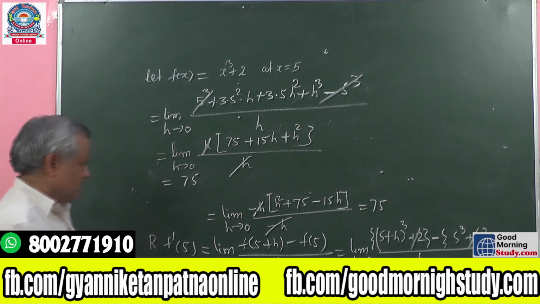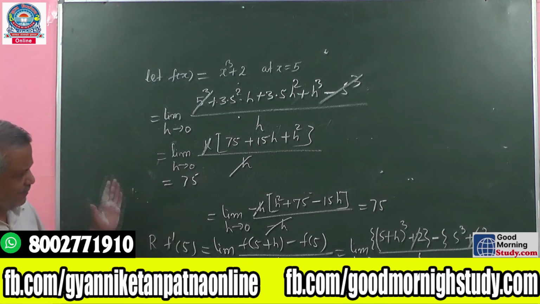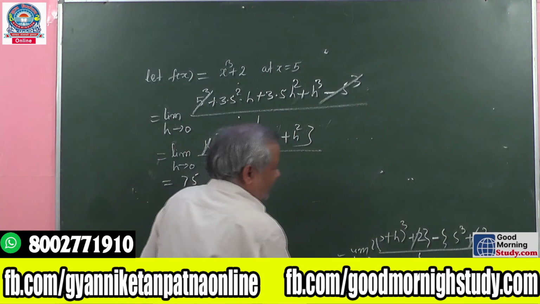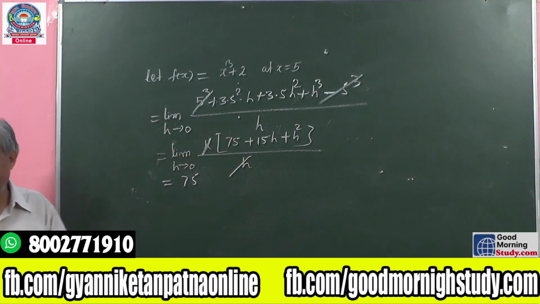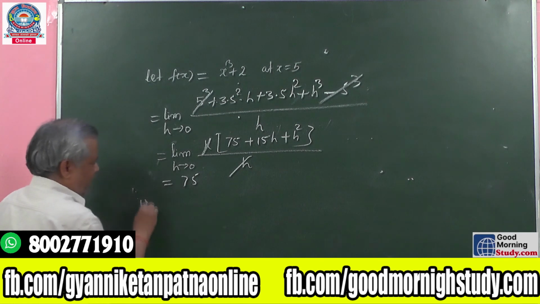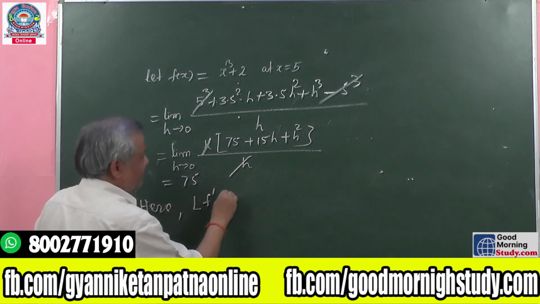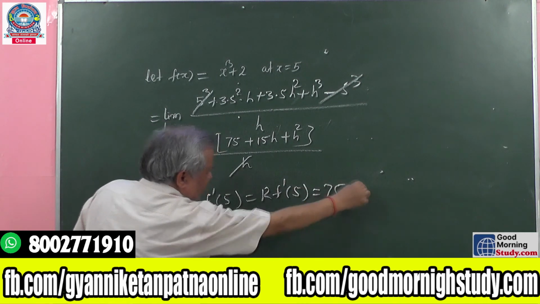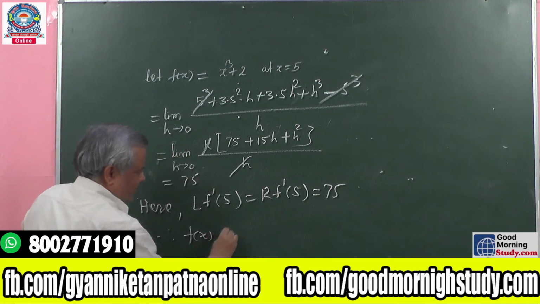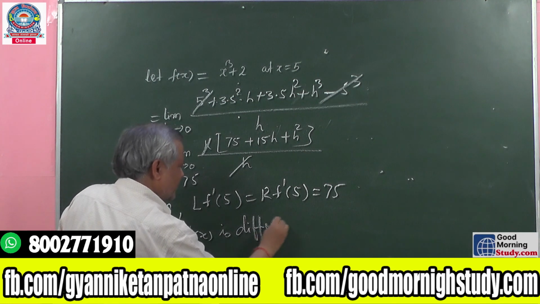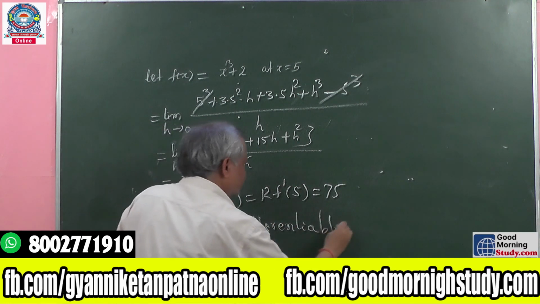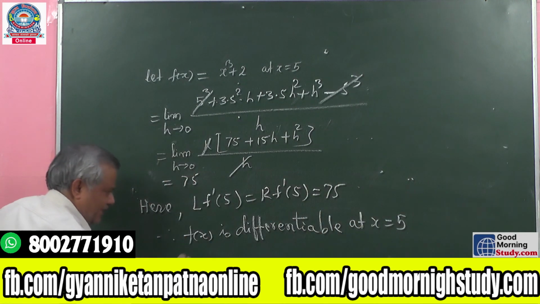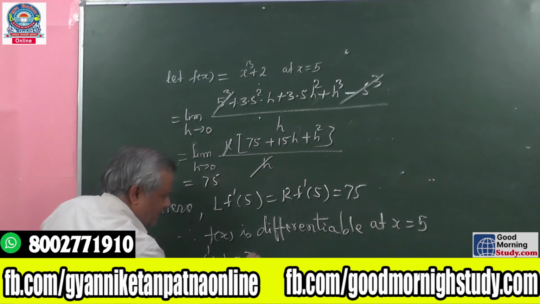Cancelling it out and putting h = 0, it is 75. Thus, what have we obtained here? The left-hand limit is 75 and the right-hand limit is 75. The two are finite and equal. Therefore, the derivative of the function exists at x = 5. So here Lf'(5) is equal to Rf'(5), and the value obtained is 75. Therefore, f(x) is differentiable at x = 5, and the derivative obtained, that is f'(5), is equal to 75.